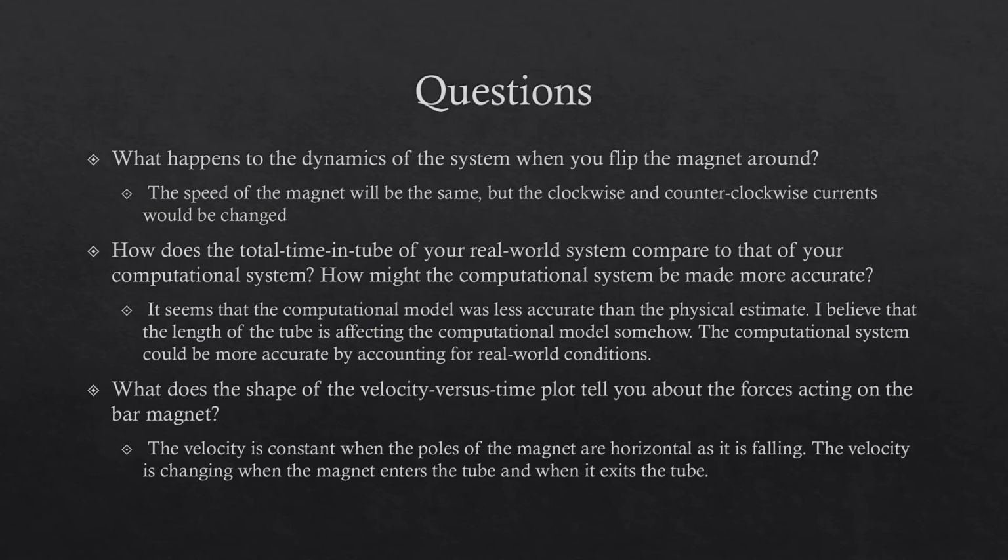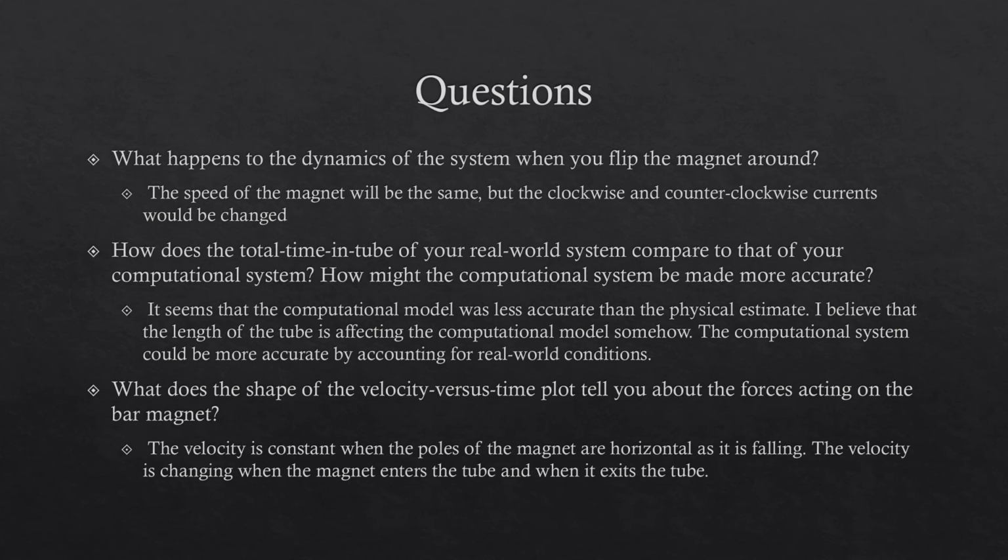A few questions need to be answered. What happens to the dynamics of the system when you flip the magnet around? The speed of the magnet will be the same, but the clockwise and counterclockwise currents will be changed. How does the total time in tube of the real-world system compare to that of the computational system? And how might the computational system be made more accurate?